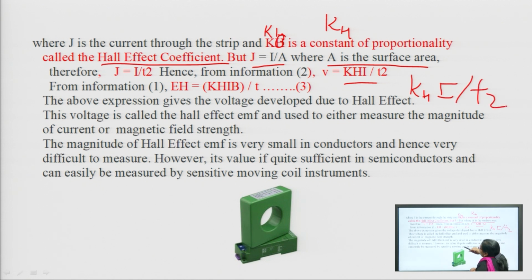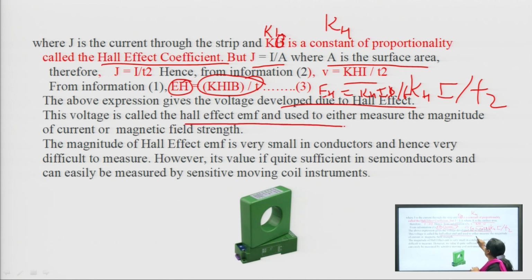T is the thickness of the strip. So V_H is equal to K_H I B divided by T. This gives the voltage developed due to the Hall effect. This voltage is called the Hall EMF, and it is used for measuring the magnitude of the current and the magnetic field strength.